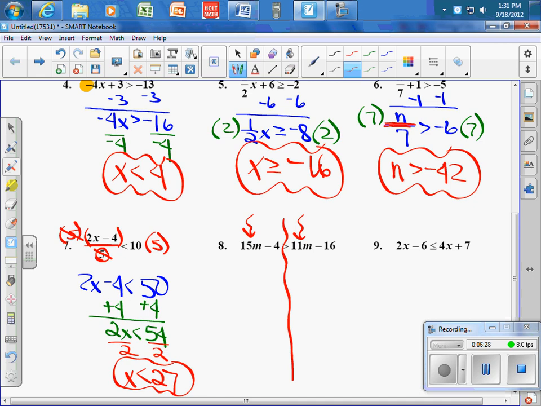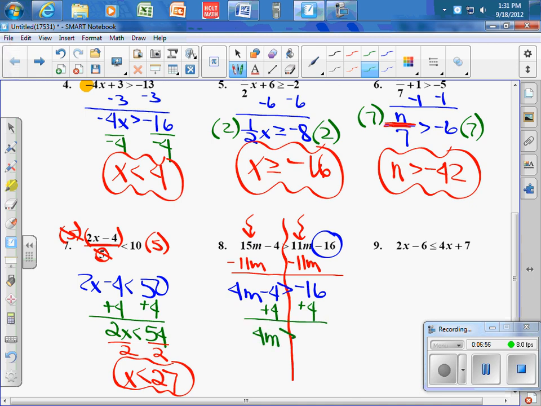We're either going to use addition or subtraction to cancel out the 11m. It's a positive 11m, so if I write minus 11m, they would cancel out. I'll do this underneath the 15m, and I get 4m minus 4 is greater than negative 16. And from here, I just add 4 to both sides. 4m is greater than negative 12. Dividing both sides by 4, I get m is greater than negative 3.